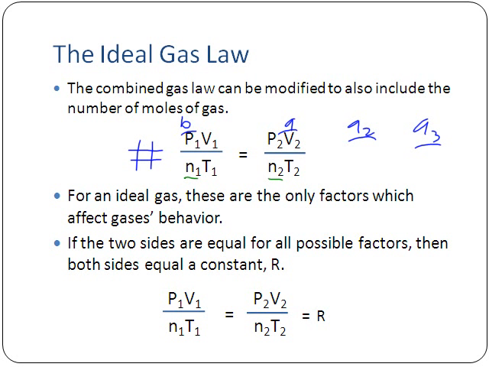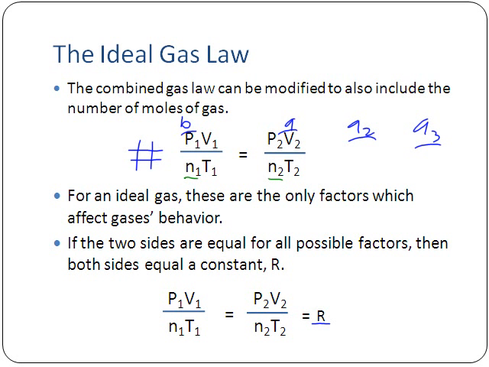And so this constant here is what we're going to talk about. If the two sides are equal for all possible factors, then both sides are going to equal a constant. We're going to call this constant R. We could rewrite this as P1V1 over N1T1 equals P2V2 over N2T2, which is equal to this constant R.